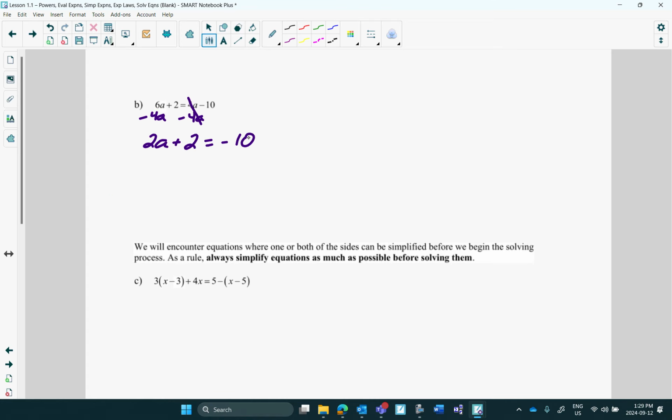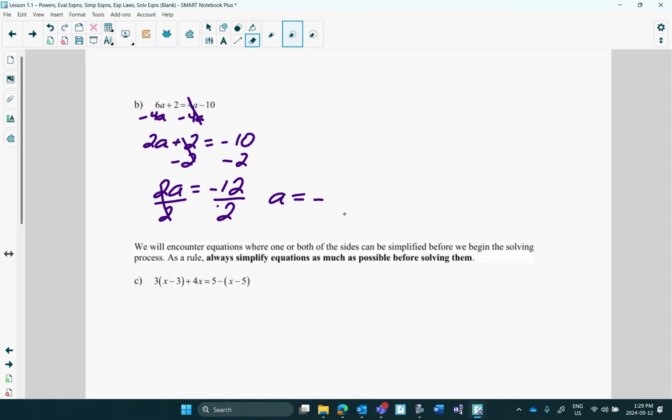Then you subtract 2 on both sides, and you get 2a equals negative 12. Then you divide by 2. And then you get a equals negative what? Negative 6. Yes. I didn't know if that's what you said. All you had to do was repeat what you said. I wasn't trying to throw you off.